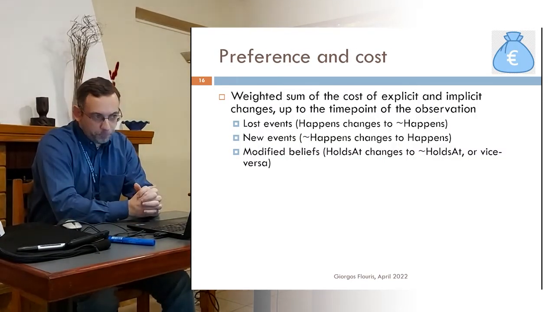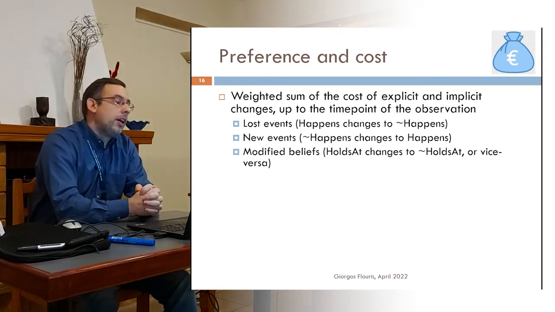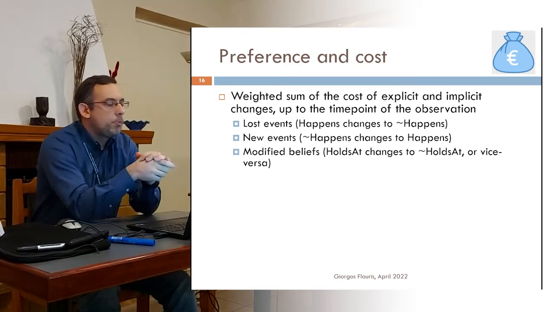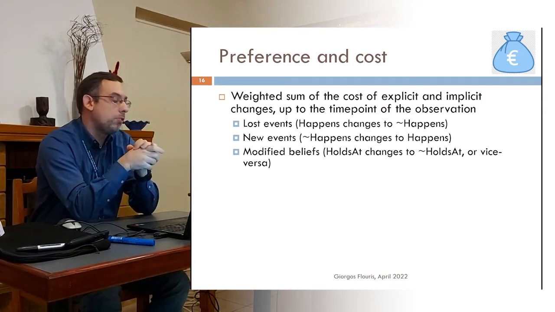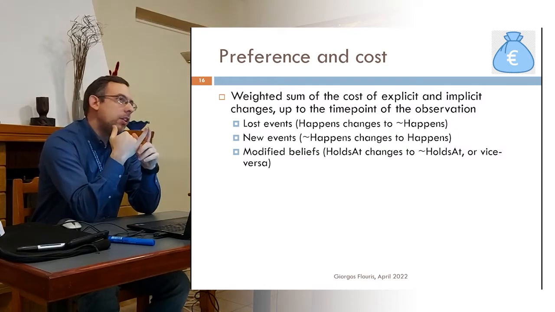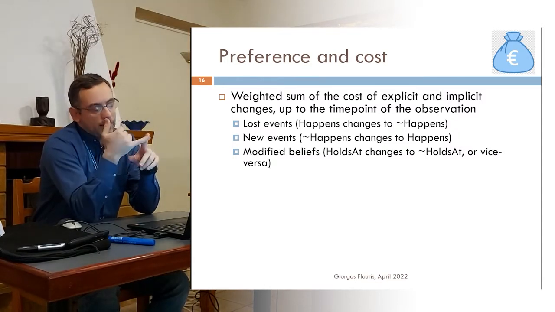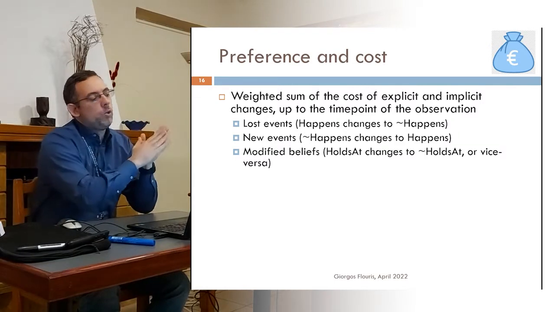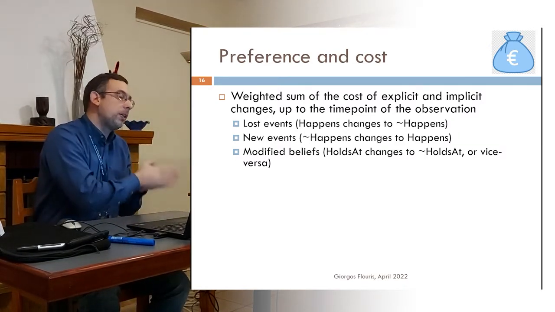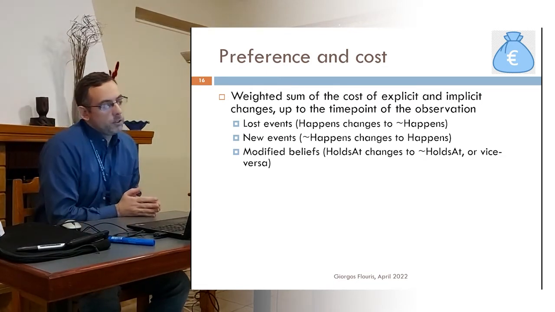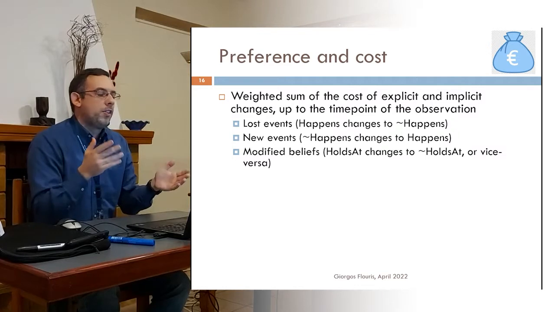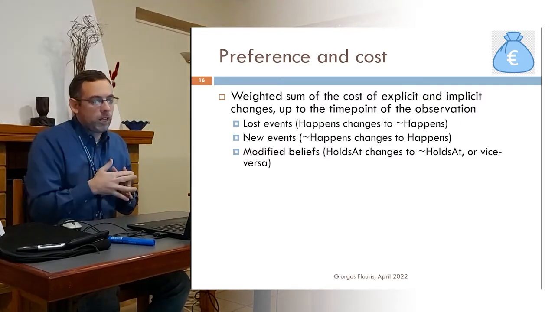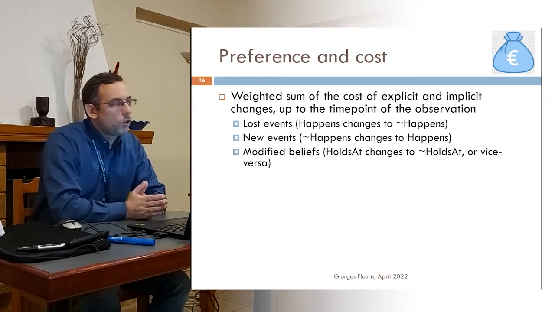And now I will explain how we choose the closest revision candidate that I mentioned earlier. The idea here is to use an arithmetic formula. We take a weighted sum of the cost of the explicit and implicit changes up to the time point of the observation. So we count the events that we decided to disbelieve, so events that we originally thought happened, but now we believe that they didn't. We have new events, events that we didn't believe happened, but now we believe that they did. And then we have modified beliefs, which are those fluents for which the truth value changed from true to false or vice versa. We take a weight for each of those three different types of changes, we sum it, and that's the actual cost for each revision candidate.